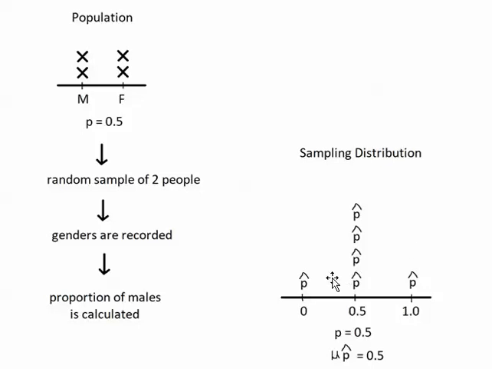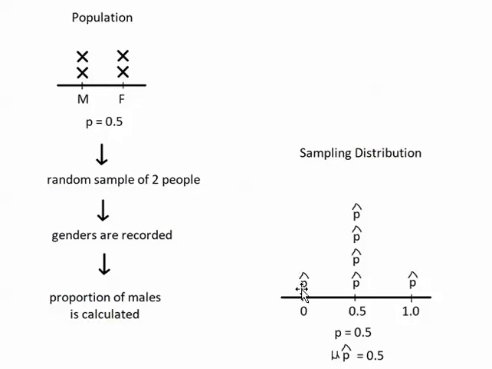Next, we can take the 6 p hats that we've calculated and plot them in a sampling distribution graph. We had 1 p hat of 0, 4 p hats of 0.5, and 1 p hat of 1. Up here, we're just looking at the 4 population members. There was 2 males and 2 females. P is a symbol for population proportion. So this is saying that the population is half male, because 2 divided by 4 is 0.5.